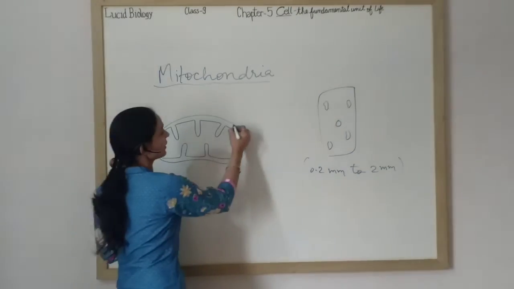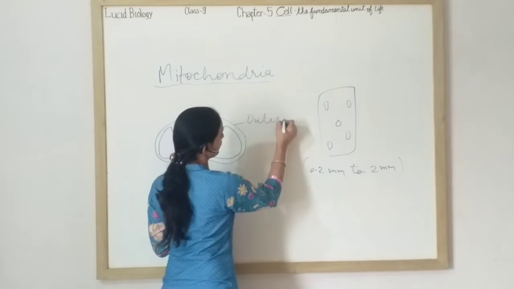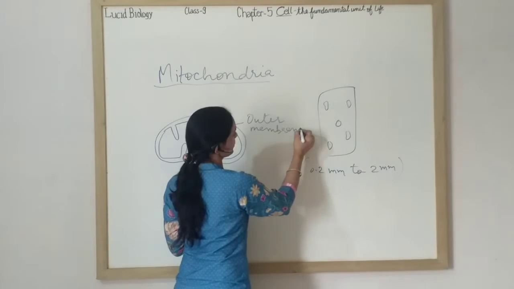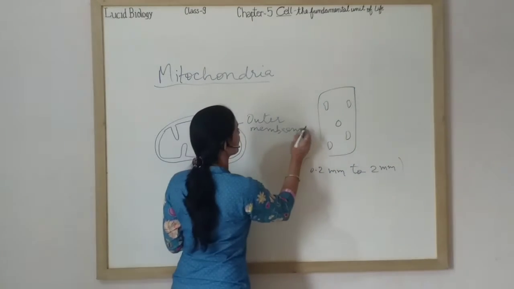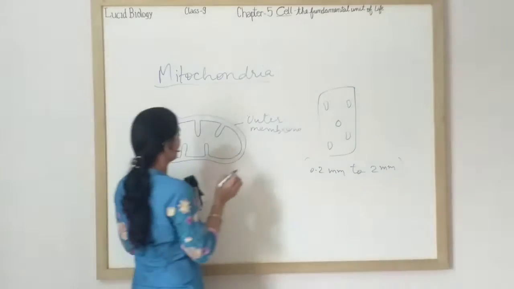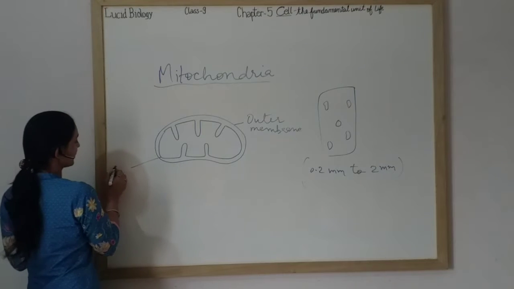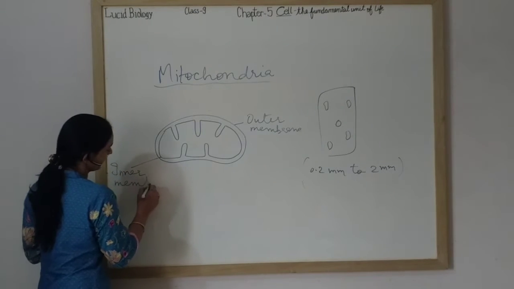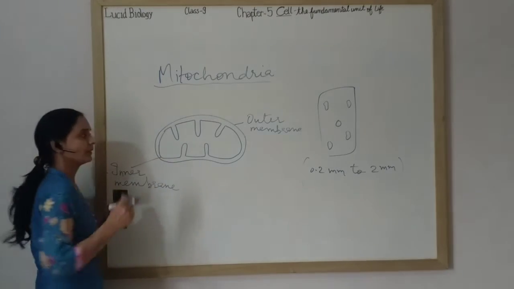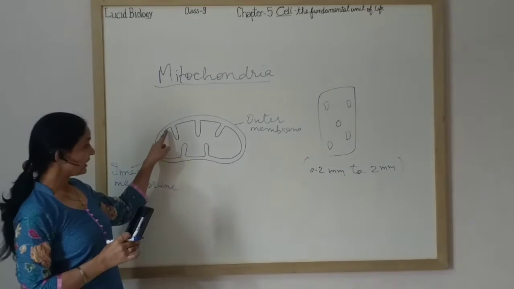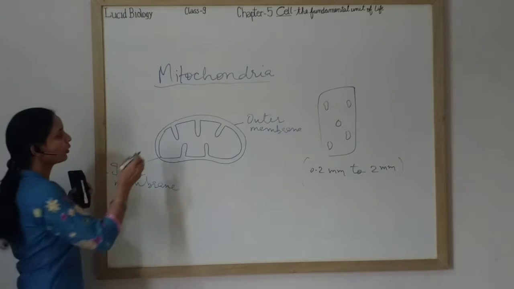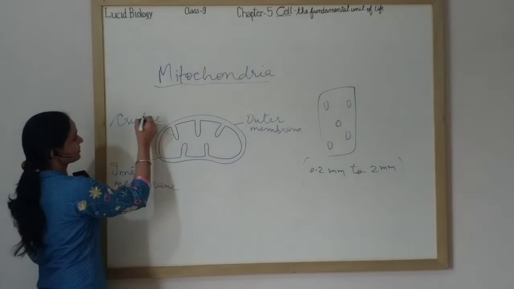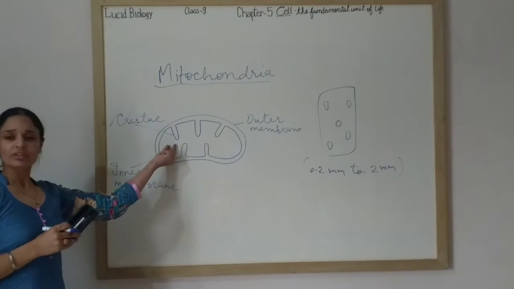This is the outer membrane of mitochondria. It is a double membrane bound structure. Outer membrane. This is the inner membrane. The deep folds of this inner membrane are called cristae. Cristae. This is the inner membrane which is deeply folded.